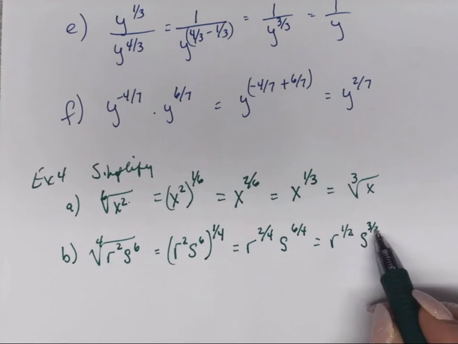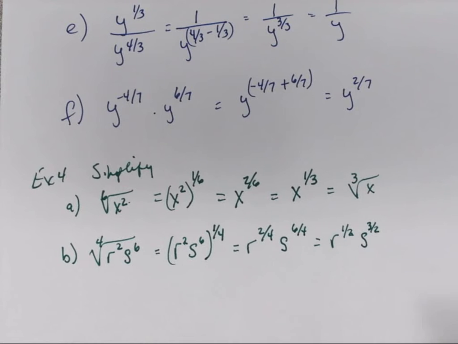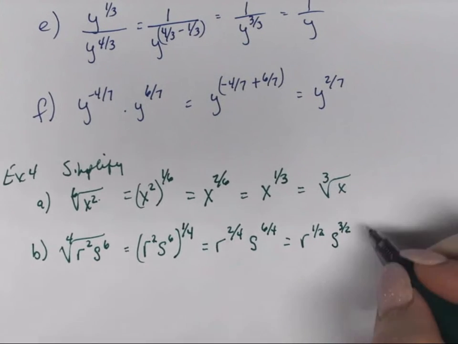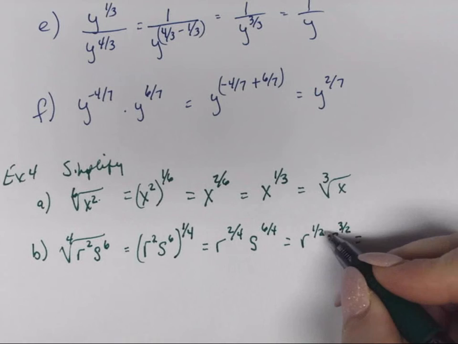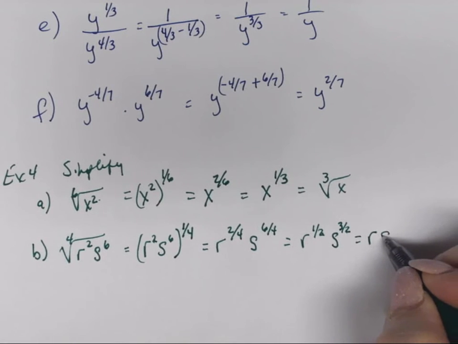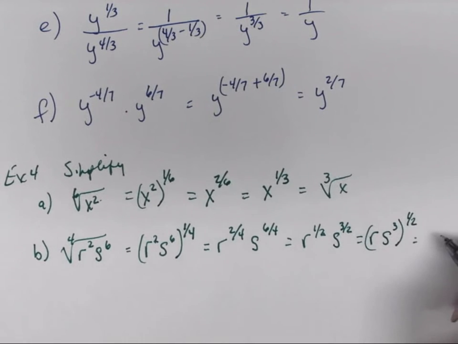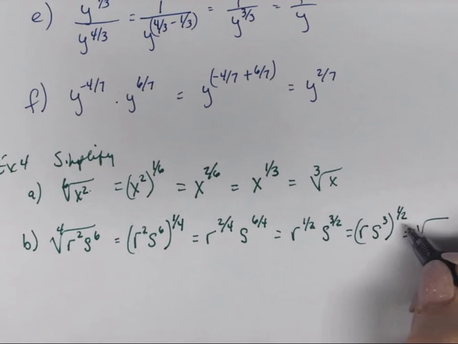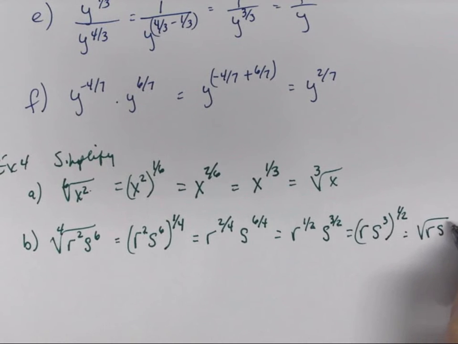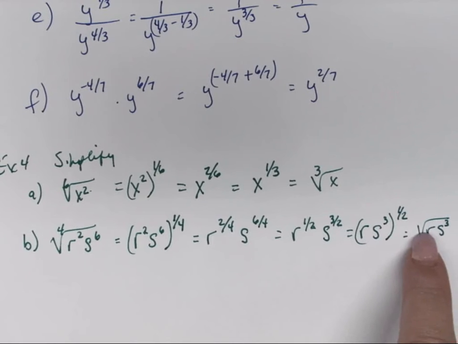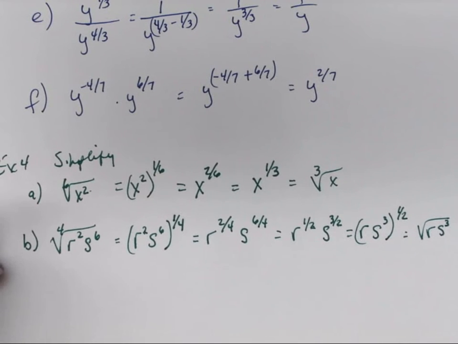Well, they both have that index down here of 2, that denominator, which will become the index on the radical. So I'm going to change this to r to the 1st, s to the 3rd, and raise it to the 1/2 power. And then I can change this into a radical. It'll be the square root of r s cubed. Now, I do realize that the s could reduce because we have 3 of them. We're taking the square root. But we're just working right now in this example on reducing using the radicals instead of just worrying about taking the actual square root of it.